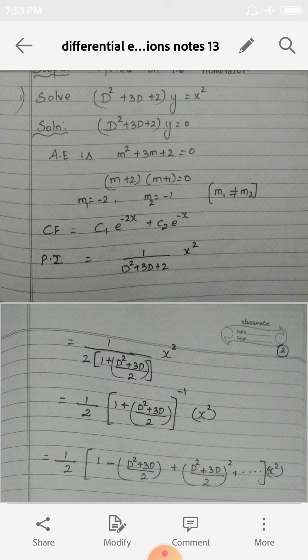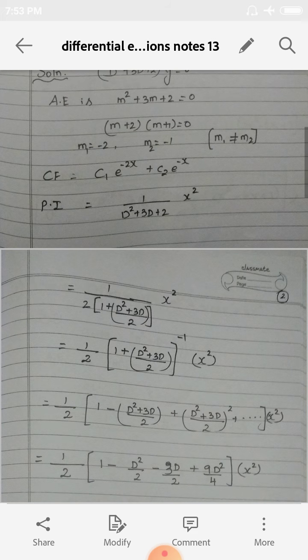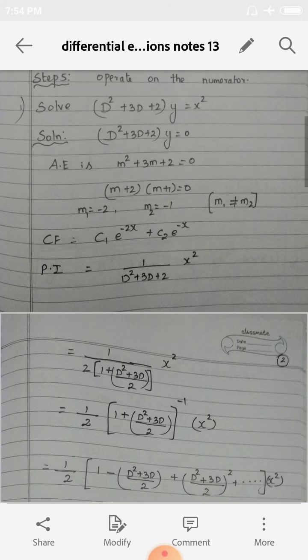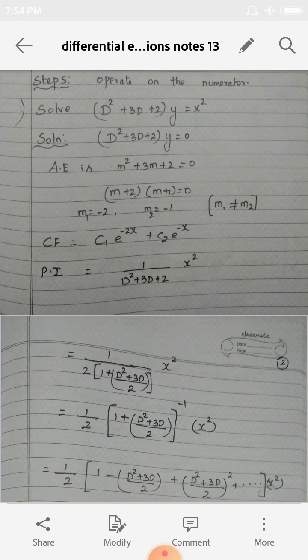What is the complementary function? Formula is C1 e power m1x plus C2 e power m2x. So here m1 and m2. So write CF is equal to C1 e power minus 2x plus C2 e power minus x. And the particular integral is equal to 1 by f of d. What is given f of d? d square plus 3d plus 2, into the right hand side x square.